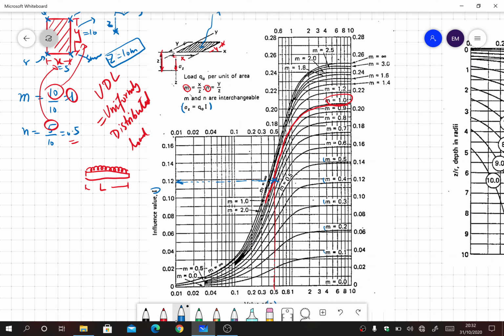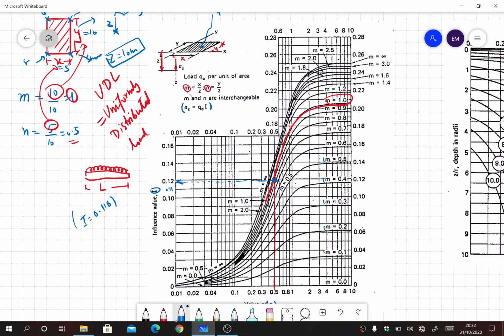So this is the value of I. Let's say I choose 0.11, this should be 0.11, so let's say 0.118 is the I value from the chart. Okay, because it is less than 0.12, that's why it chose a value of 0.118.